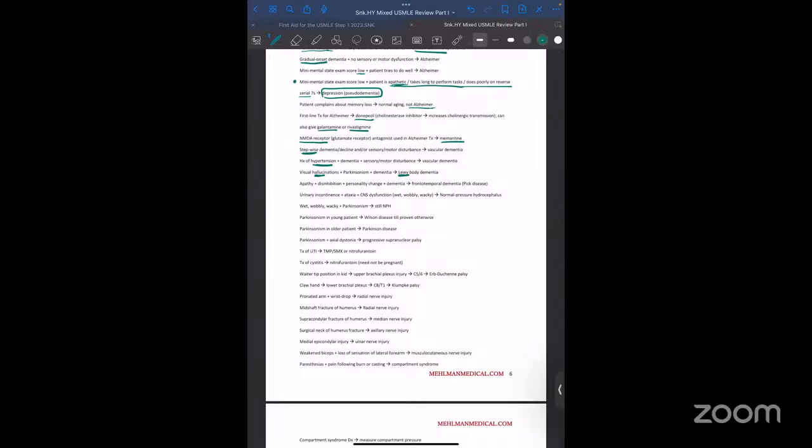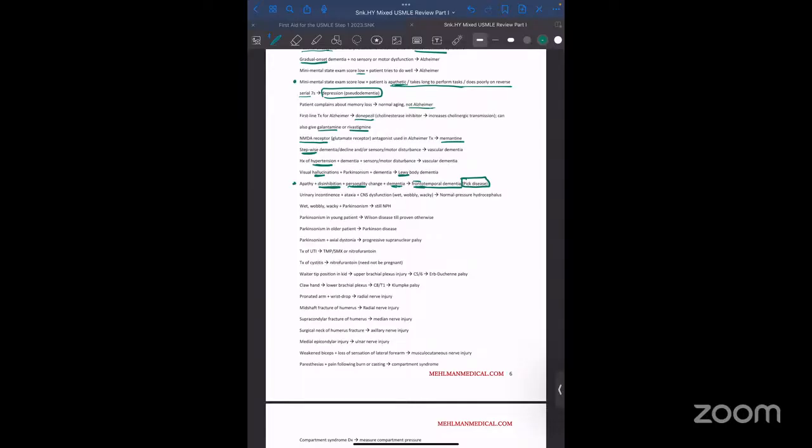Then we have apathy, disinhibition plus personality change plus dementia. Disinhibition is very important for frontal. Frontal lobe is pretty much responsible for personalities. So disinhibition, personality, hyperorality, all those things, frontal lobe. So apathy, disinhibition plus personality change plus dementia is frontotemporal dementia, also known as Pick disease. I should remember that Pick disease is the other name.